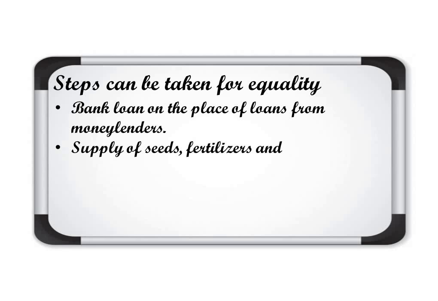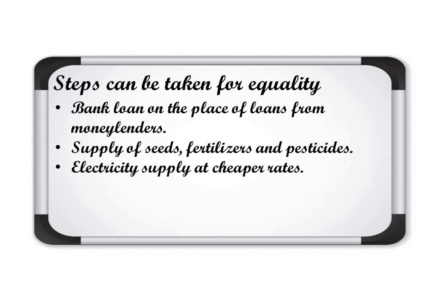Supply of seed, fertilizer and pesticides should be given by the government, and electricity supply at cheaper rates. We know that electricity is used there in agriculture, sometimes when they use tube wells with the help of electricity. Obviously they need electricity, so the government can help in that situation for bringing equality there, and even the equal distribution of land can be done here.